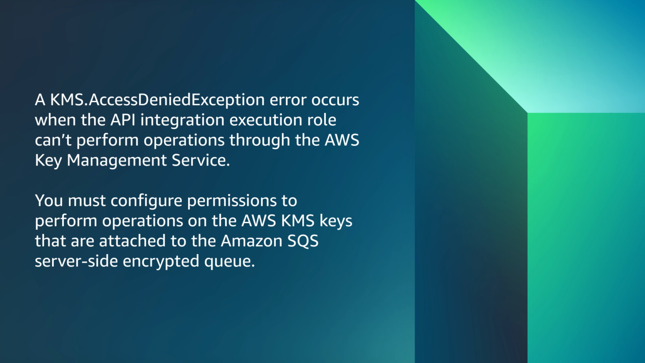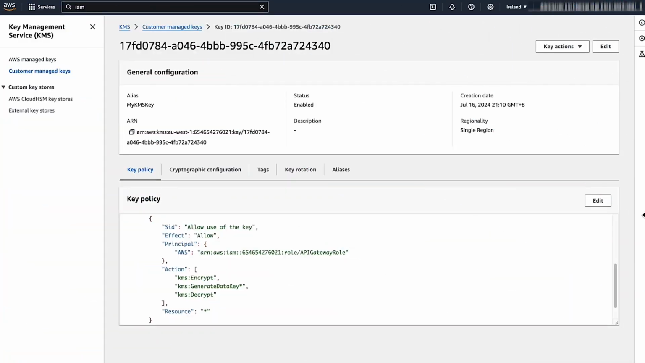A KMS AccessDeniedException error occurs when the API integration execution role can't perform operations through the AWS Key Management Service. You must configure permissions to perform operations on the AWS KMS keys that are attached to the Amazon SQS server-side encrypted queue. The following example includes the required permissions to perform operations on the KMS keys that are attached to the SQS queue. Note that you must replace example account ID with your account ID and example API Gateway integration execution role with your execution role name.